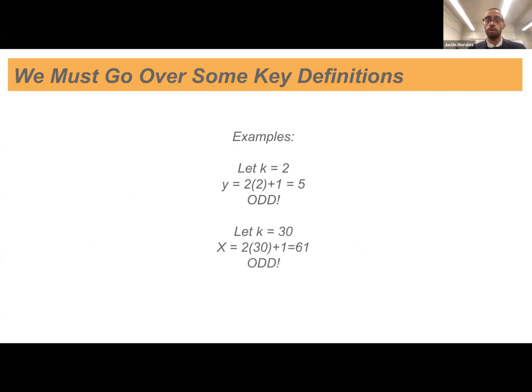Let's see some more examples. If we let k equal 2, then y equals 2 times 2 plus 1, which equals 5, and that's an odd number. What about k equals 30? Then y equals 2 times 30 plus 1, which is 61, and that's odd as well. So that is how we're going to define odd numbers in our proofs: an integer times 2, added by 1.